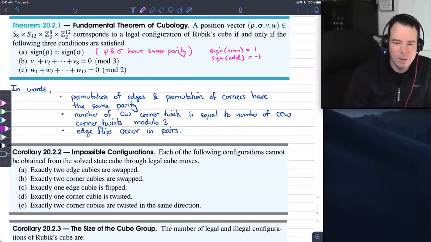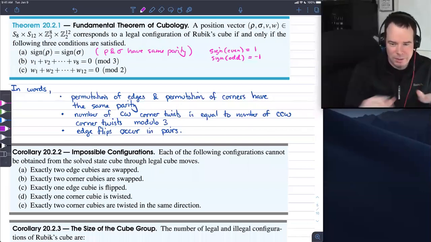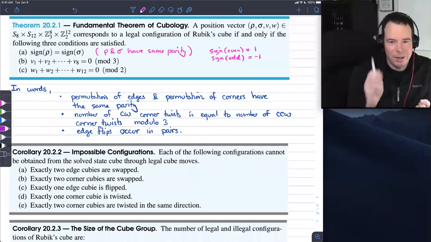And that's part B. You can't have two corner cubies swapped, because that would mean the corners are oddly permuted. So all of these mean just as the basic, right? I can swap two corner cubies, but I also have to do an odd permutation of the edges as well.